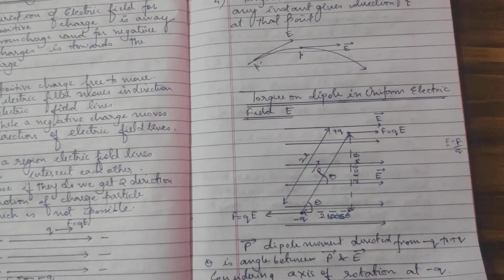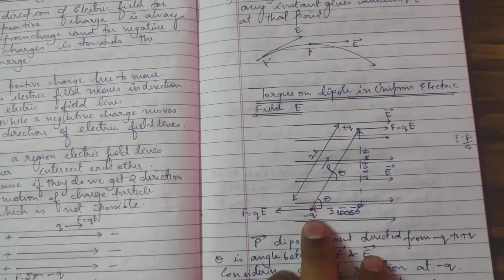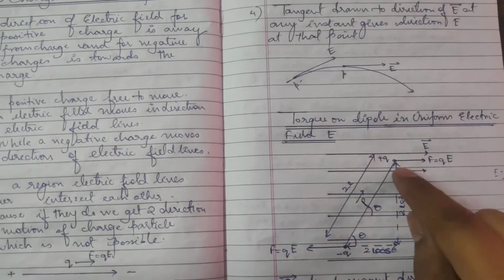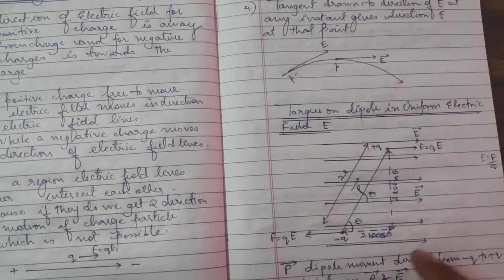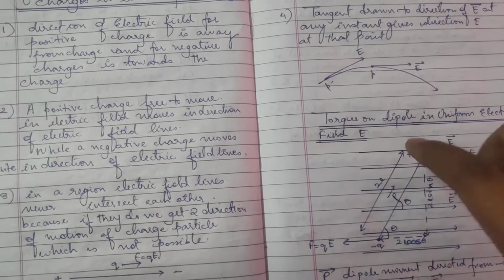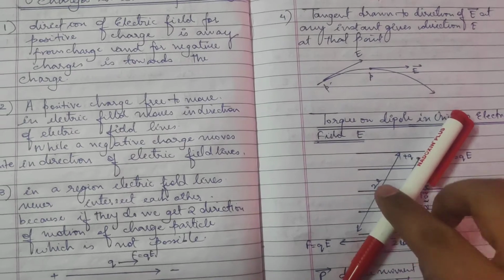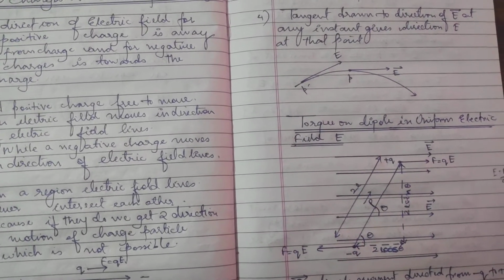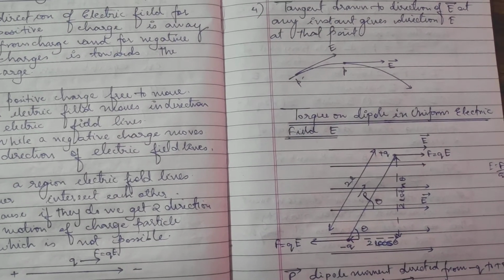Now, I have assumed the axis of rotation. This plus q is moving in this direction, this minus q is moving in this direction. So this dipole will rotate like this, and due to this rotation, a torque will be developed on the dipole.